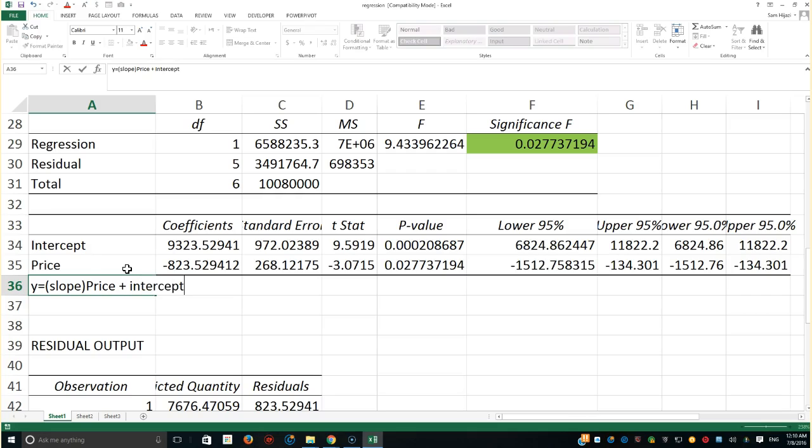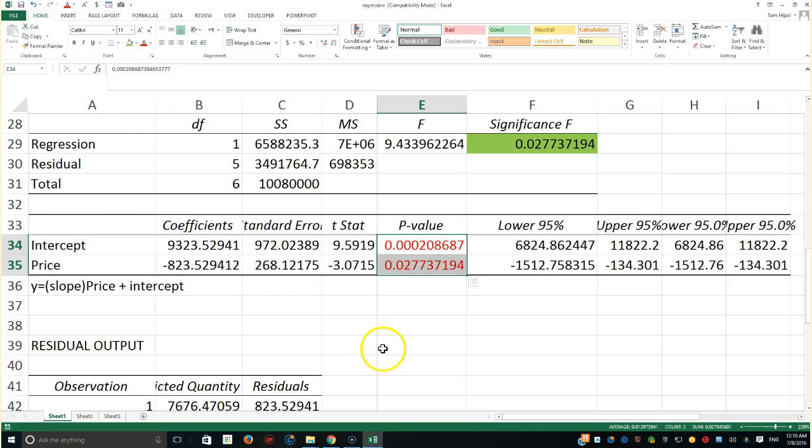Here we go. Now we want to look at the P value for both the intercept and price. If these values happen to be larger than 0.05, then the intercept is going to be meaningless, and the price could also be meaningless. Since both of them are less than 0.05, we are in good shape. In this case, we have 0.0002, and we have 0.027 for the price.